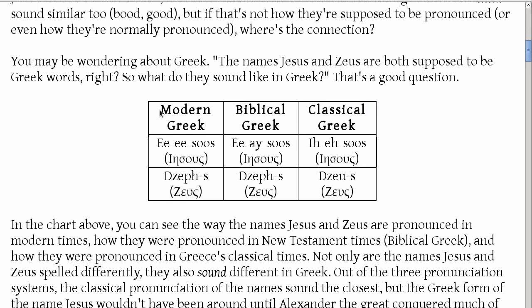In the first column, modern Greek pronunciation, you will see the modern Greek pronunciation of Jesus at the top, and then just below that in the same field, you will see the spelling. So this is the pronunciation, and this is the spelling within parentheses in Greek characters. This is the pronunciation of Zeus, and this is the spelling of Zeus in Greek characters. Jesus in Greek is spelled Iesous.